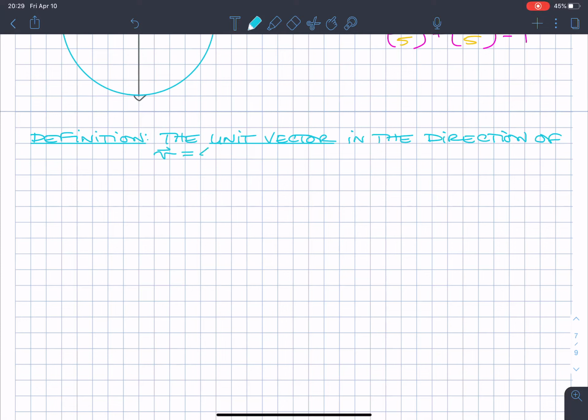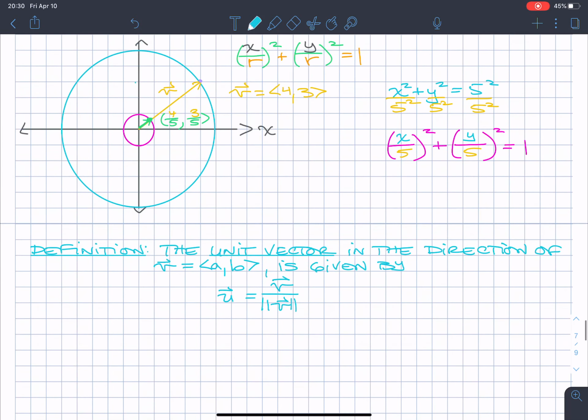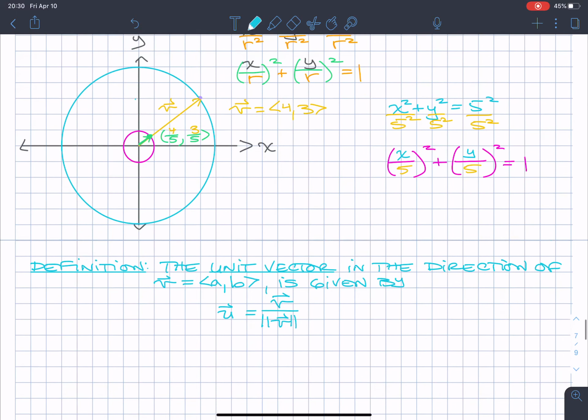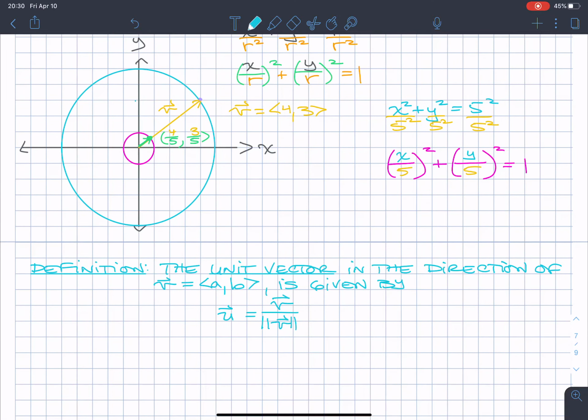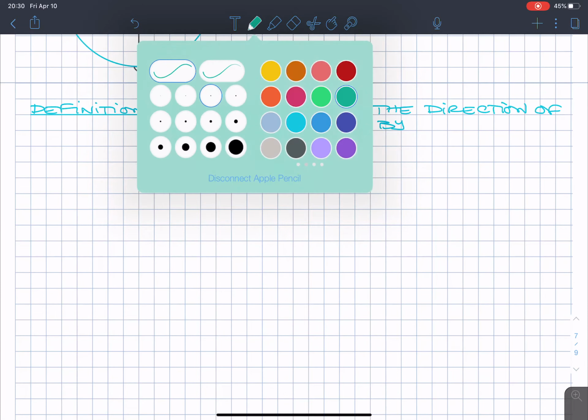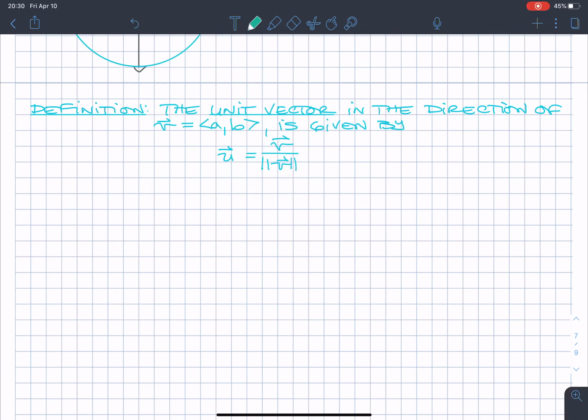Let's say v is a comma b, the unit vector is given by, so we'll call it u for unit vector. And basically I just take vector v and I divide it by its magnitude. Is a 3, 4, 5 right triangle, does that have magnitude 5? It does. So all I did was I took 4, 3 and divided it by 5, each component, to get to the unit circle.